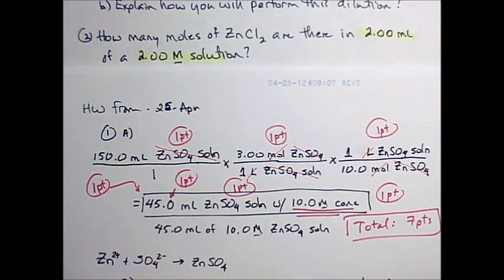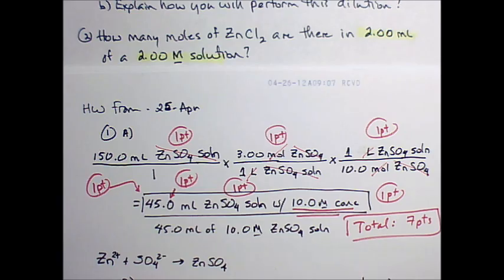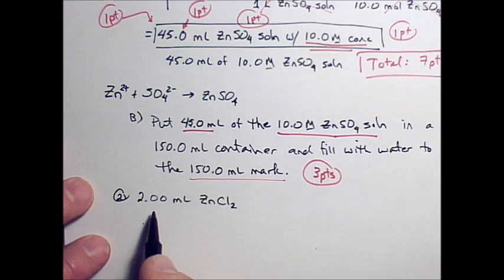Okay, so 2 milliliters goes on the top. We need to know what the formula is. Well, in this case, I gave you the formula. All right, so that's going to go on top.